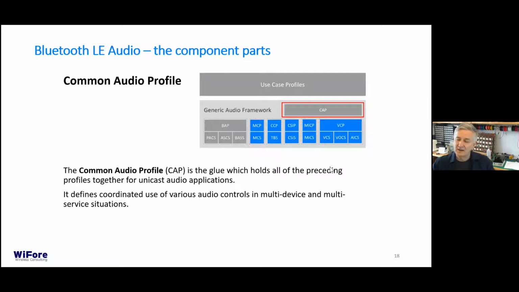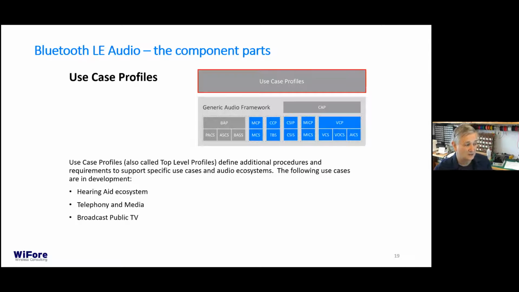We have a profile that we call the Common Audio Profile, which is designed to tie all of this together so that those various bits and pieces come together in one sensible way. And then on top of that, we've added what we call the use case profiles that look at particular types of ecosystems, so telephony, media, hearing access, and public broadcast. That should be public broadcast. We started off thinking it'll just be TVs, and we realized it was wider, so we just changed that.